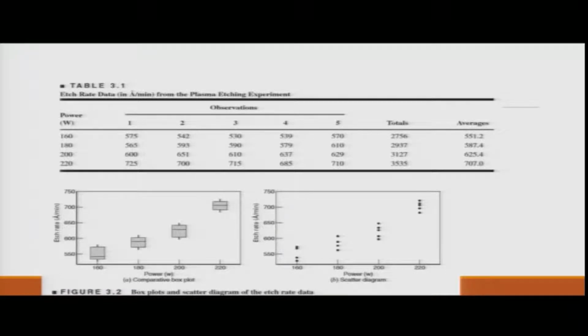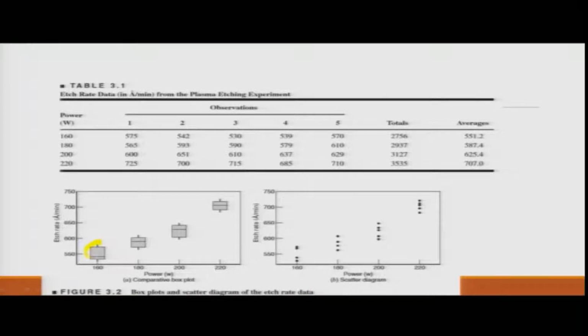If you look at the averages, which are again given on the rightmost column, they are 551.2, so on and so forth till the last one which is 707.0, for power values starting from 160 to 220. So, you can plot them on a scatter plot with power on the x axis and the etch rate on the y axis. Similarly, you do a comparative box plot with power on the x axis and etch rate on the y axis. So, you basically get the box plot, which I will try to highlight.